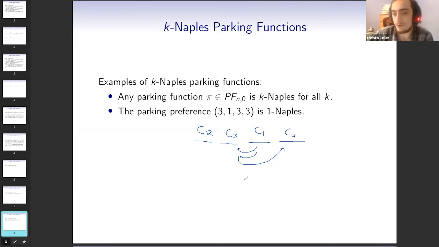You might notice this wouldn't have been a regular parking function, because if car 3 couldn't have parallel parked, it would have had to move forward and park here. And then the fourth car would not be able to park here or here, and so it would have nowhere to park because it couldn't move backwards.